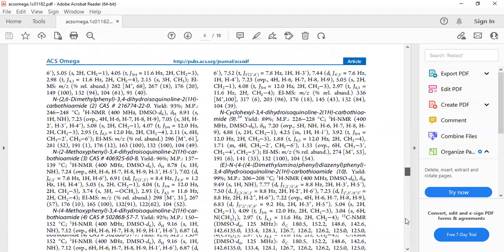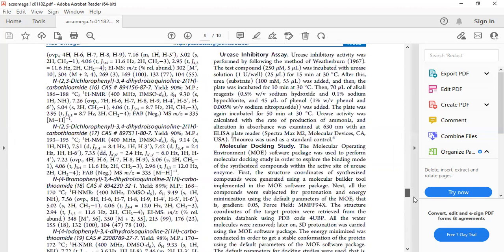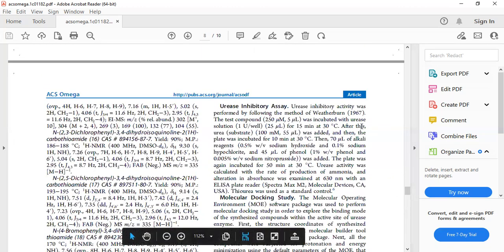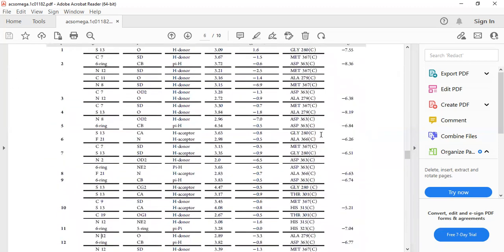And now, the urease inhibition assay was performed following the method of 1976, and the test compound was incubated with the urease solution. Then this is the procedure for how you did the activity, if you are interested in the activity. So the final portion is the conclusion. You will also write something about urease inhibition.